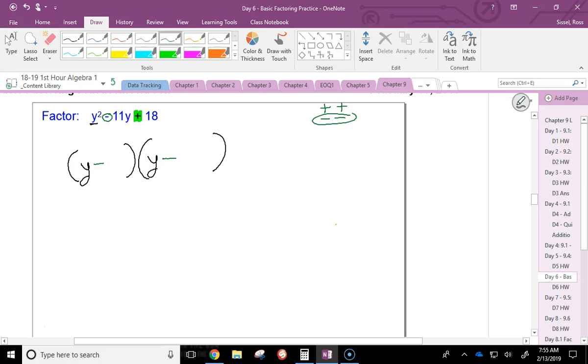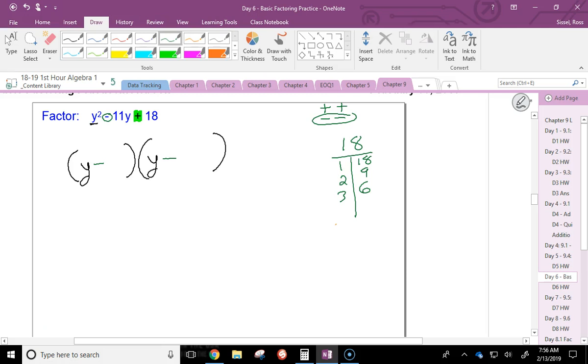our factors. So 18: 1 to 18, 2 to 9, 3 to 6. I think that's it. Now, is this going to matter which one we put in? Probably not, since we have negative negative. But this is the one where I'm going to be subtracting, and I have to get to negative 11.